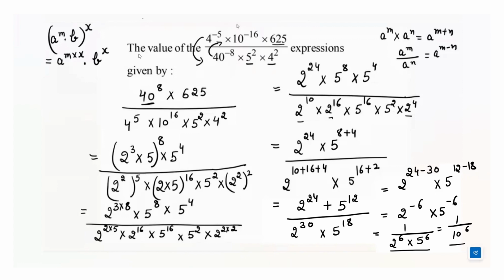Why did we get 10 raised to power 6? Because the rule is a raised to power m into b raised to power m is equal to a into b raised to power m. So we have used that rule here. I hope that you understand the question very well.